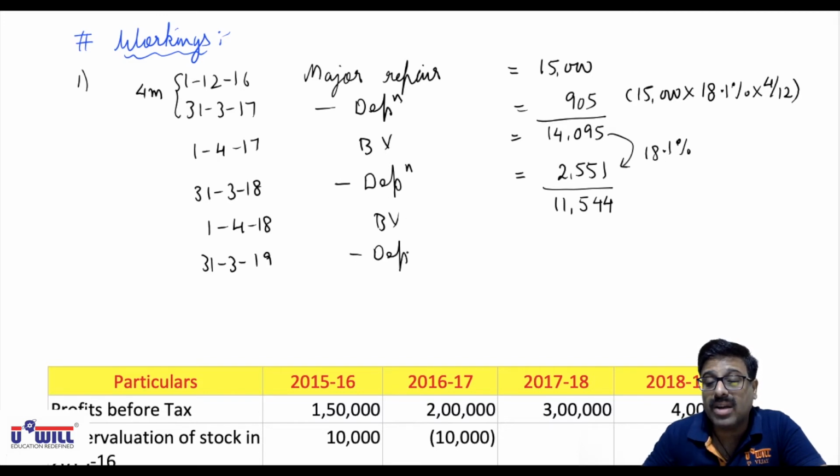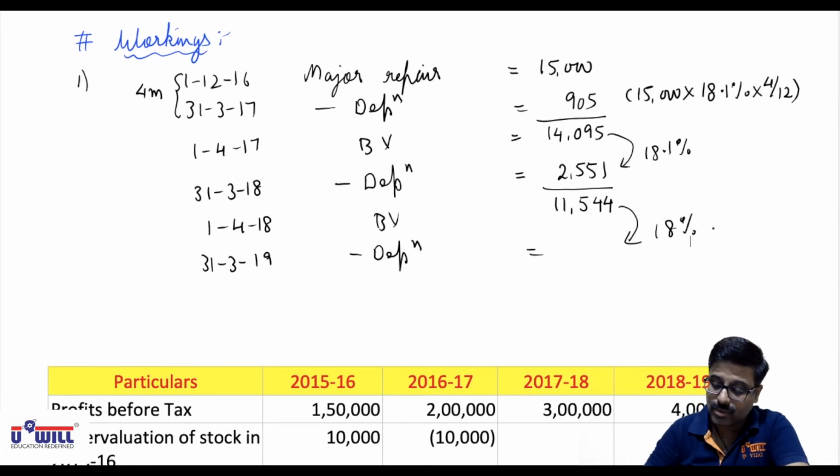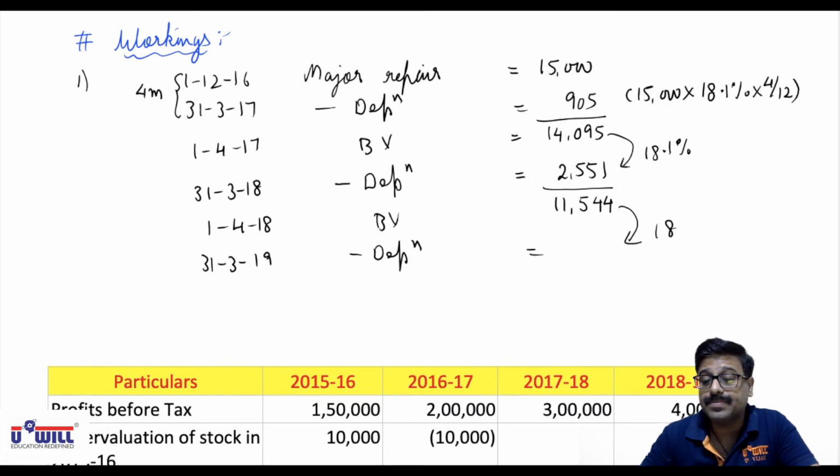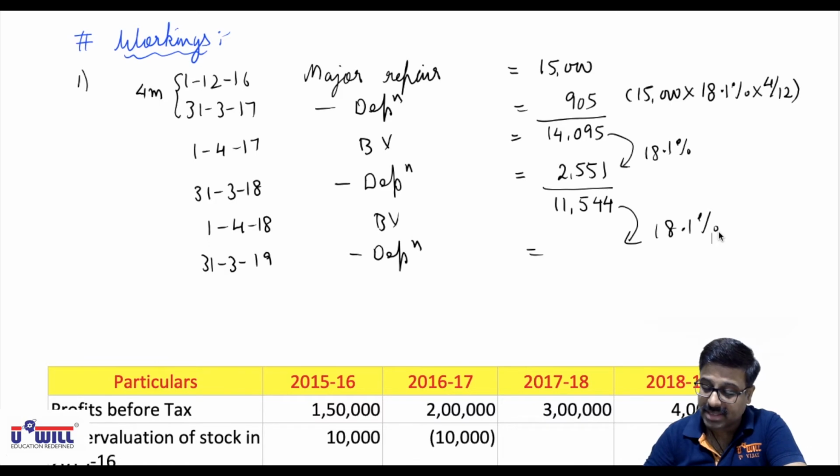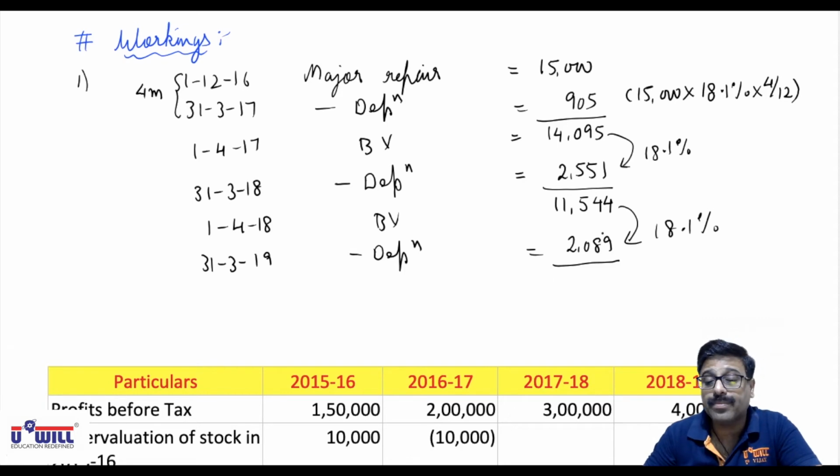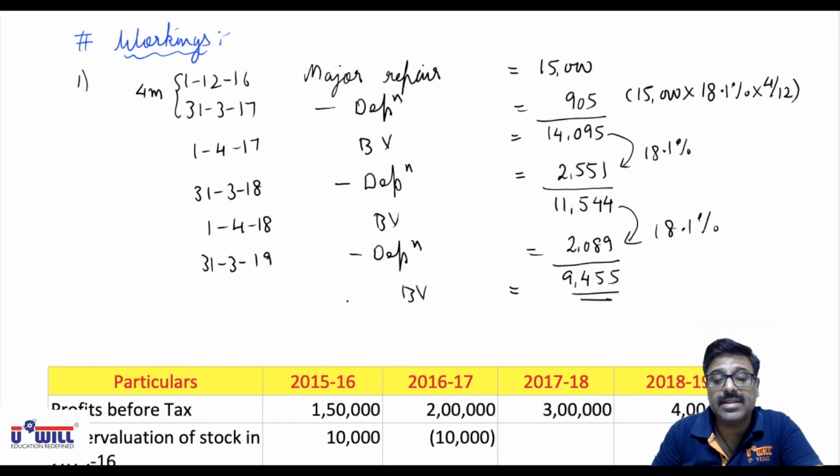Now again, if you count 11,544 into 18%, what do you get? 11,544 into 18.1%. So 11,544 into 18.1% is 2089.4. So 2089, and the value after that, just for the formality, depreciation amounts only we require, 9455 would be the book value on 1/4/19. Anyway, we are concerned with only the depreciation amount.